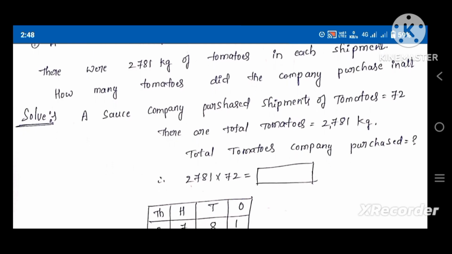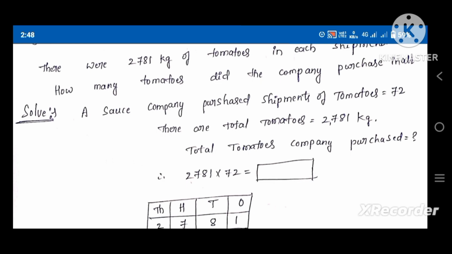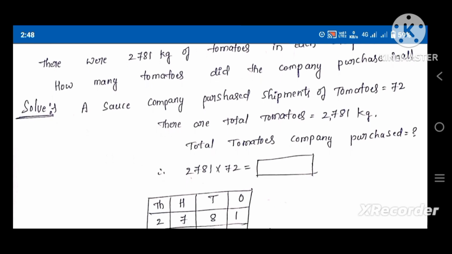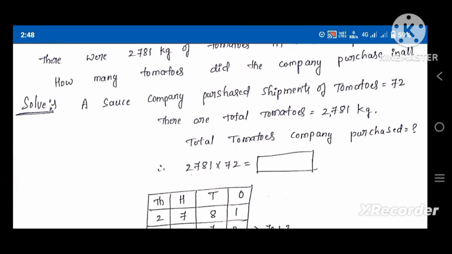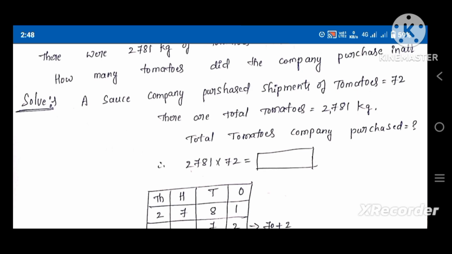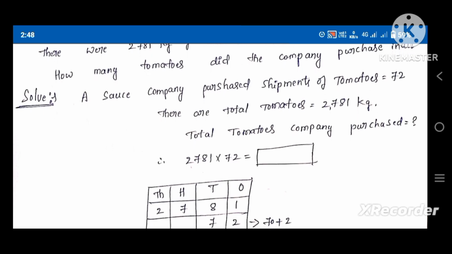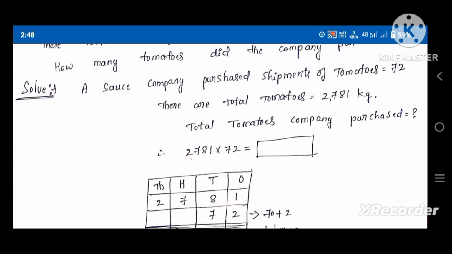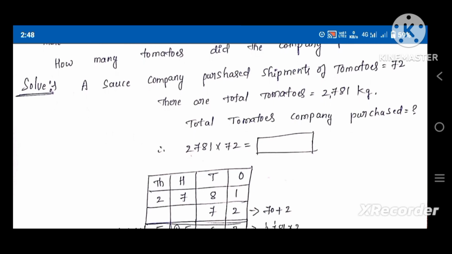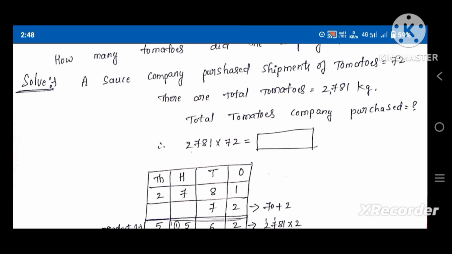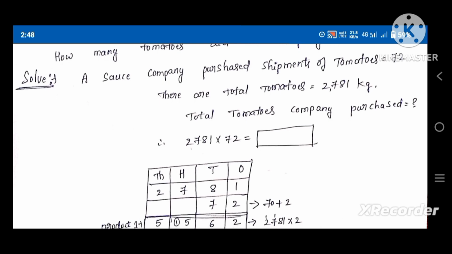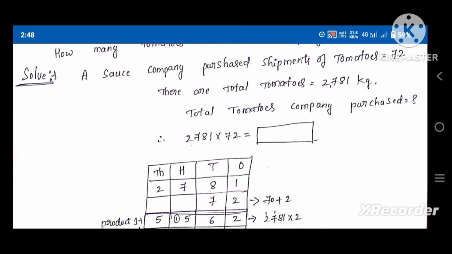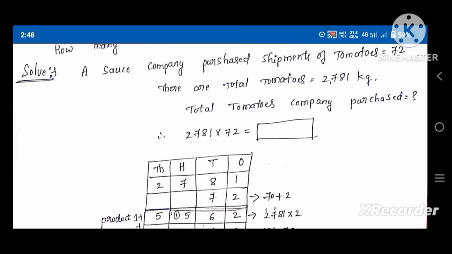Solve. A sauce company purchased shipments of tomatoes is equal to 72. There are total tomatoes is equal to 2781 kg. Total tomatoes the company purchased we find: 2781 multiplied by 72. 72 means 70 plus 2.